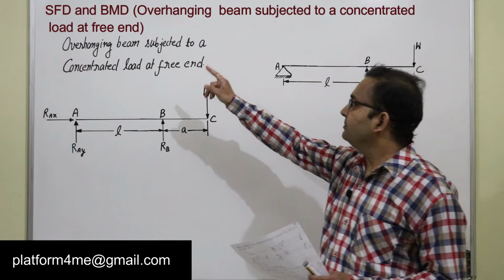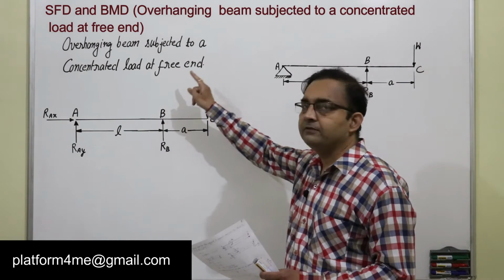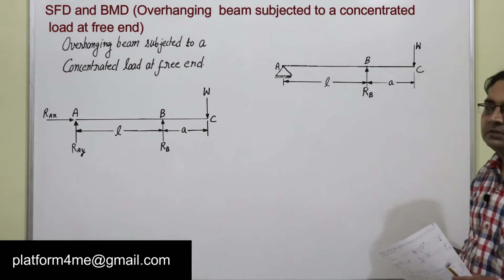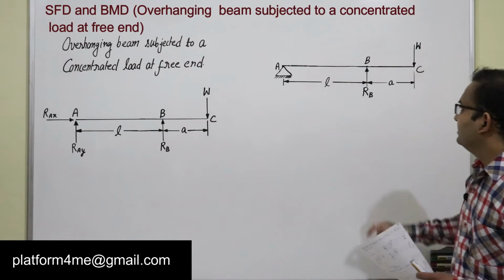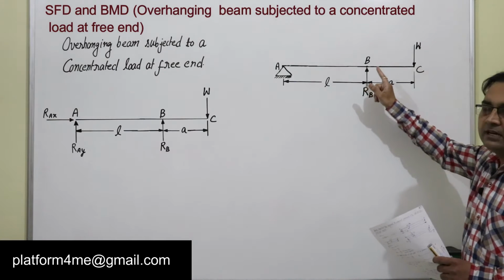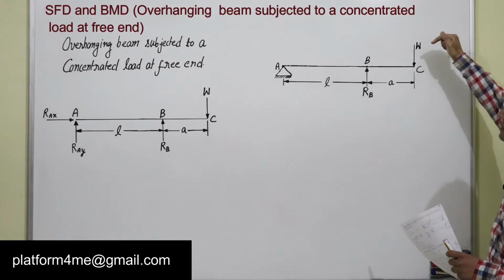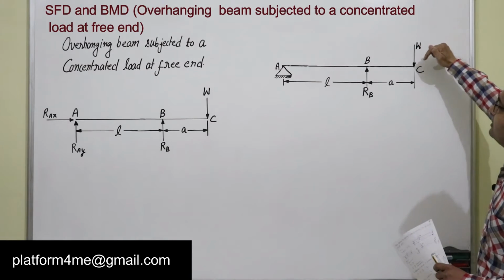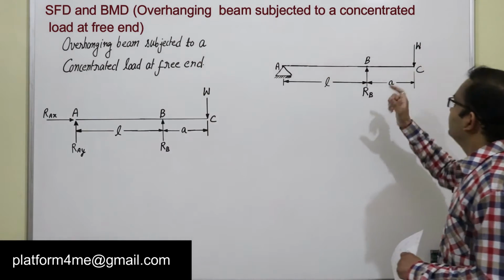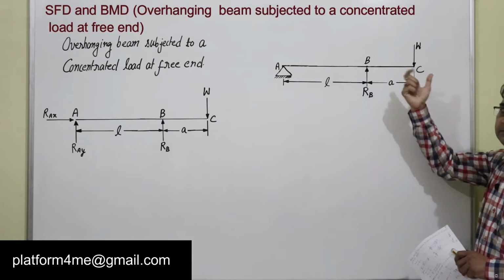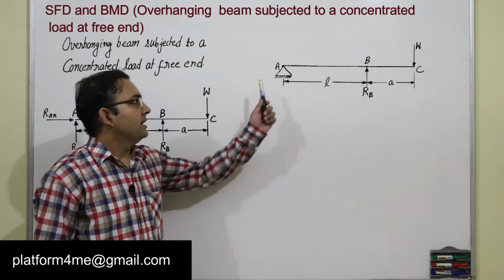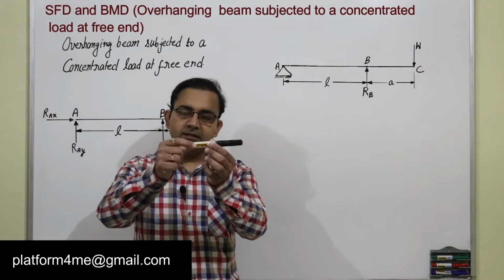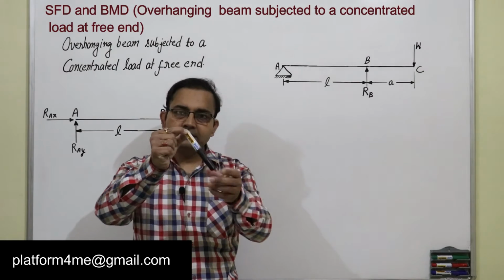Question is overhanging beam subjected to a concentrated load at free end. So we can see here AC is a beam which is hinged at point A. There is a reaction RB at point B, and there is a concentrated load at point C, which is a free end. BC is an overhanging part. At point A it is hinged. Hinged means suppose this is a beam and it is hinged at point A, it can rotate like this.